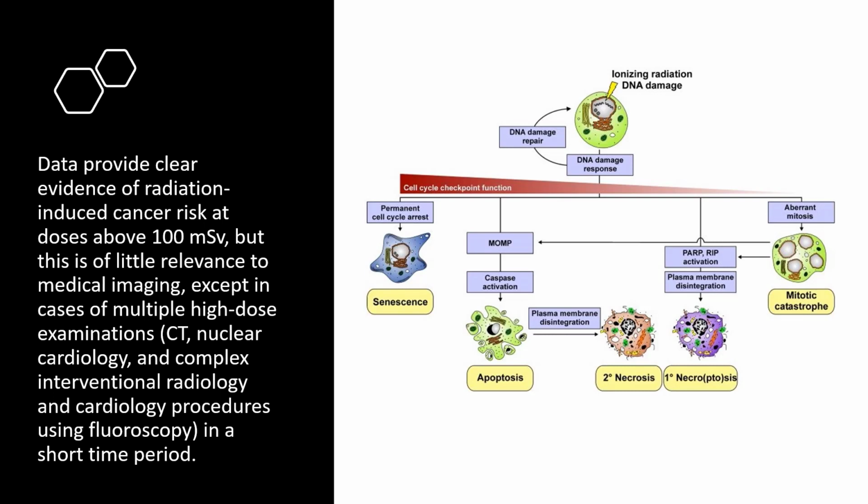Occupational workers practice radiation safety and have protective equipment that they wear during the exam. So we'll look at patients. Patients, even those patients that have multiple high-dose examinations within a short period of time, rarely, if ever, exceed 100 millisieverts of radiation exposure.